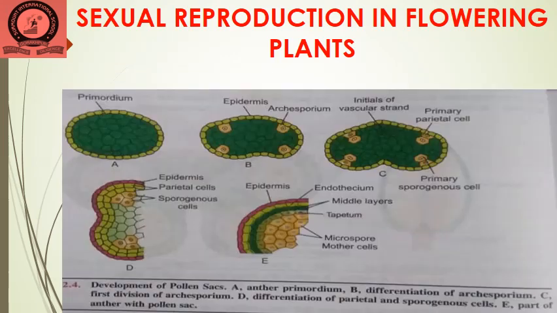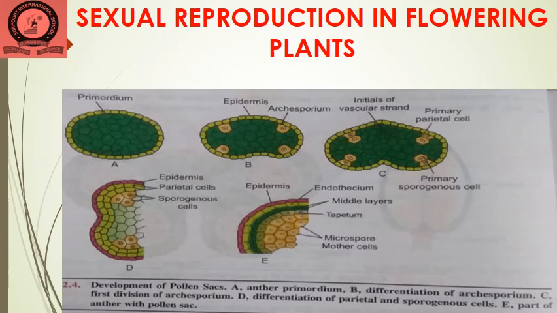In this figure, you can clearly see the development of anther with pollen sac. In figure A, you can clearly see anther primordia, which is differentiating into archesporial cell and epidermis, and further differentiation of the archesporial cell into parietal cell and sporogenous cells. These further differentiate and form different layers: epidermis, parietal cell and sporogenous cell.